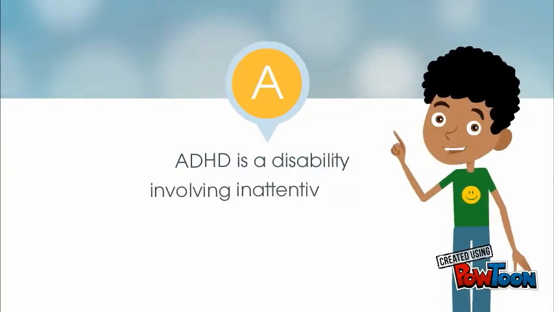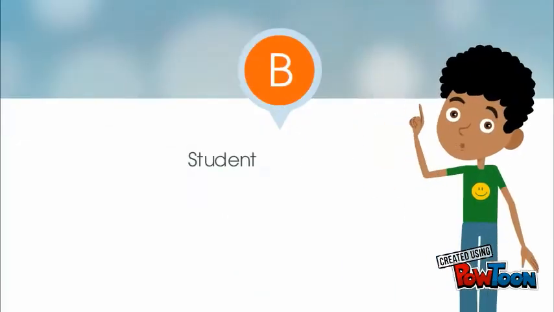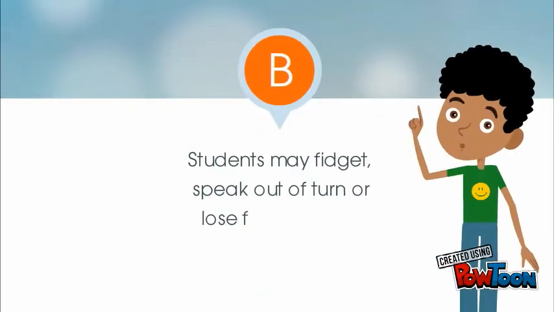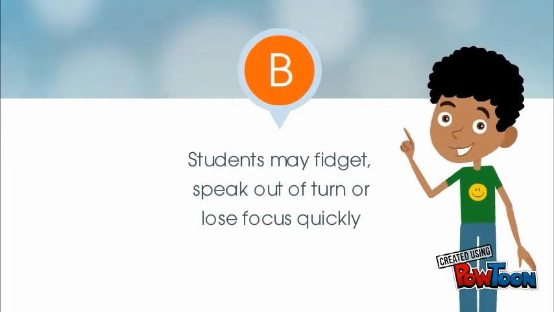ADHD is a disorder that involves inattentiveness, distractibility, hyperactivity, and impulsiveness. Researchers aren't sure what causes ADHD, but there's a link between this disorder and the genetics of your family. Examples of ADHD in the classroom is when the student fidgets or speaks out loud when it's not their turn. In addition, students will act without thinking, are hyperactive, and have trouble focusing.